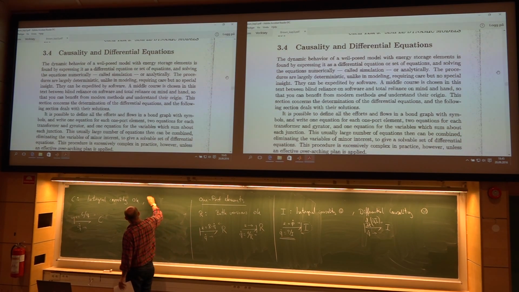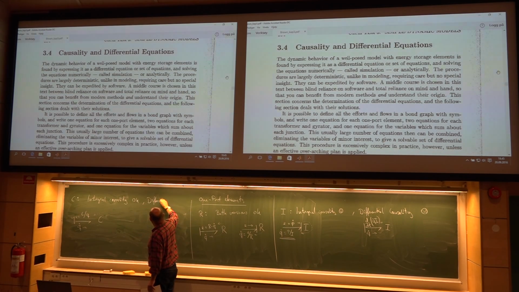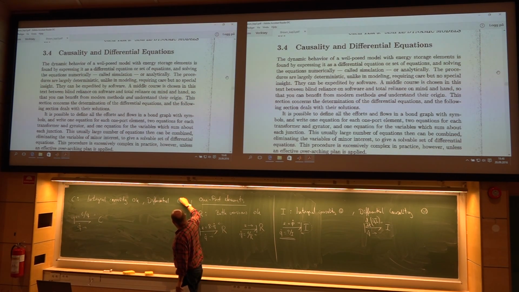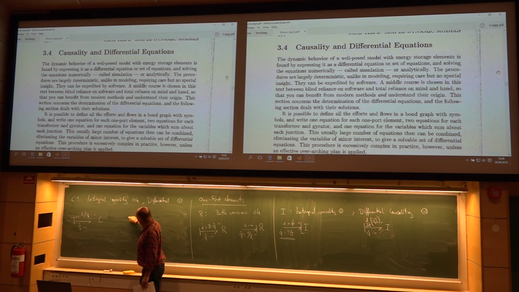Differential, yes, we can do it, but we don't like it. Differential causality will be a little work. So it will then look something like this.